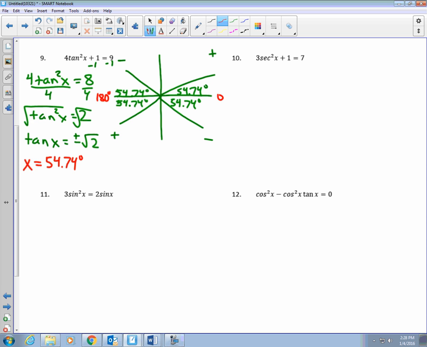What do you get? 125.26. And then we do 180 plus 54.74, which is 234.74. And then we do 360 minus 54.74, and you get 305.26. So you can see that in this situation we have 4 solutions. Not too bad, huh? Just kind of one more step.